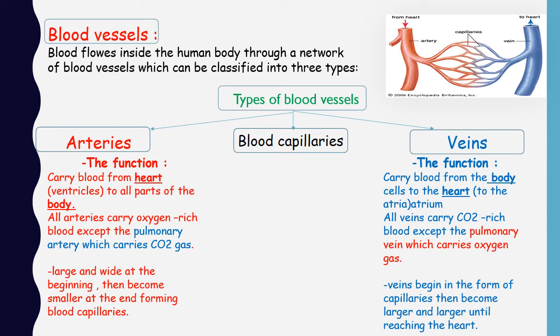Ms. Rasha said any blood vessel connected with the lungs is called what? Called pulmonary. So this vein, which is connected with the lungs and brings the blood rich in oxygen from the two lungs, is called what? Pulmonary vein. Veins begin in the form of blood capillaries.